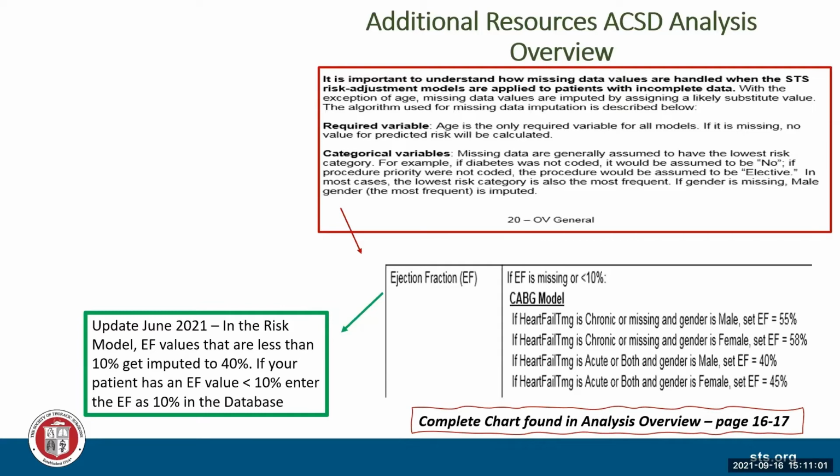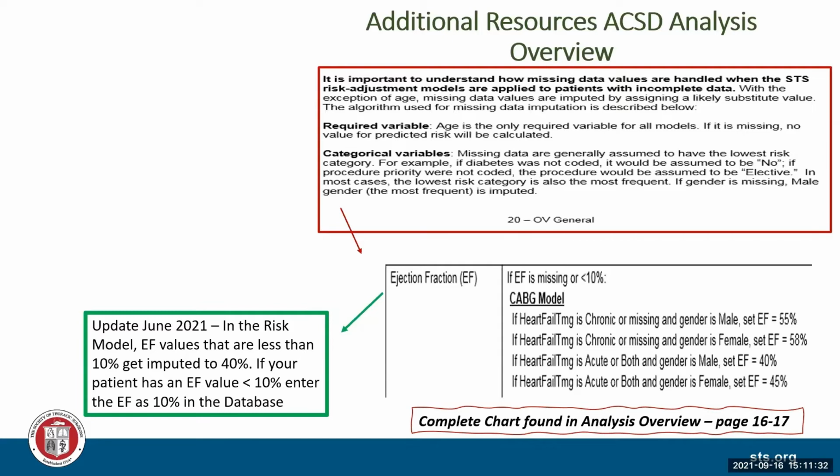So in June of this year, we updated the training manual to say in the risk model, EF values that are less than 10% get imputed to 40. If your patient has an EF value less than 10%, enter the EF as 10% in the database. So that's the lowest EF you can enter, and it will be imputed to the risk model as 10.